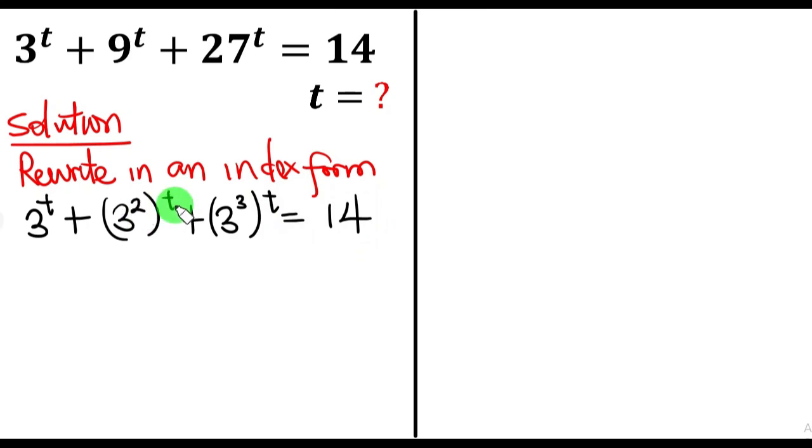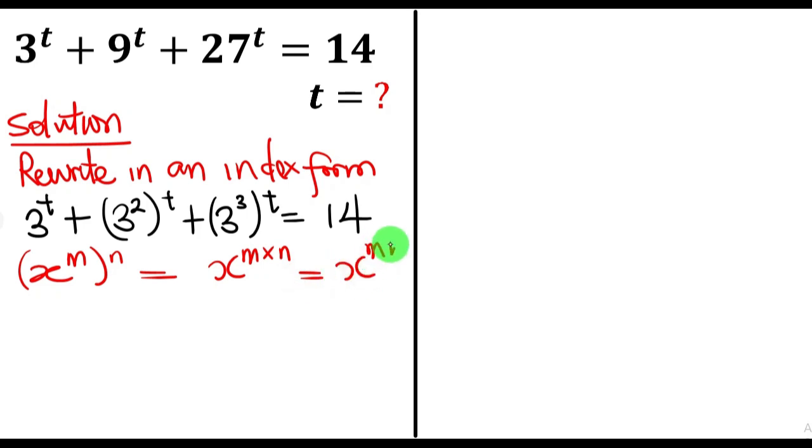Then there is need to apply a certain index rule to the power inside the parentheses and the t that is outside the parentheses. According to the rule, if we have x raised to the power of m in parentheses, then still raised to the power of n, this can be written as x raised to the power of m times n, which is x raised to the power of mn.